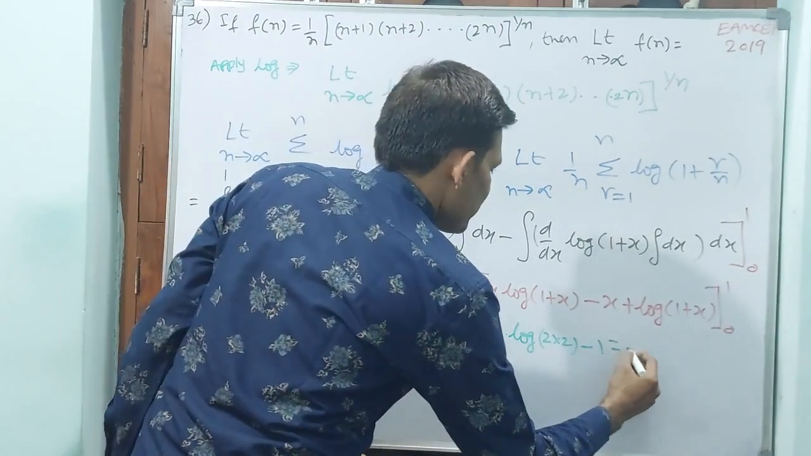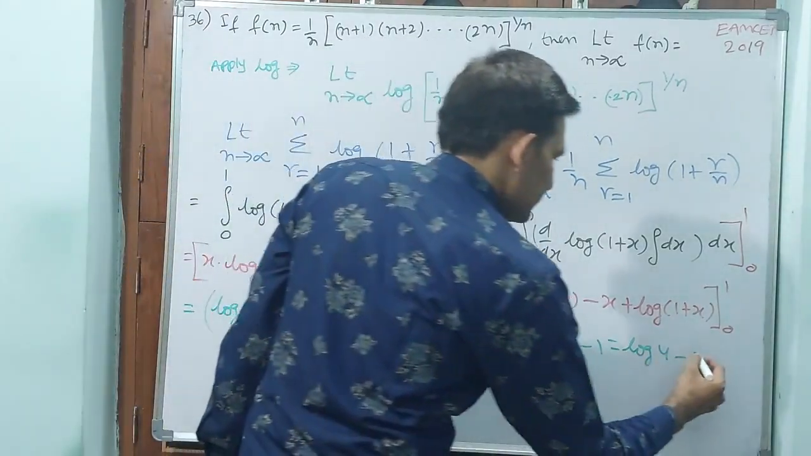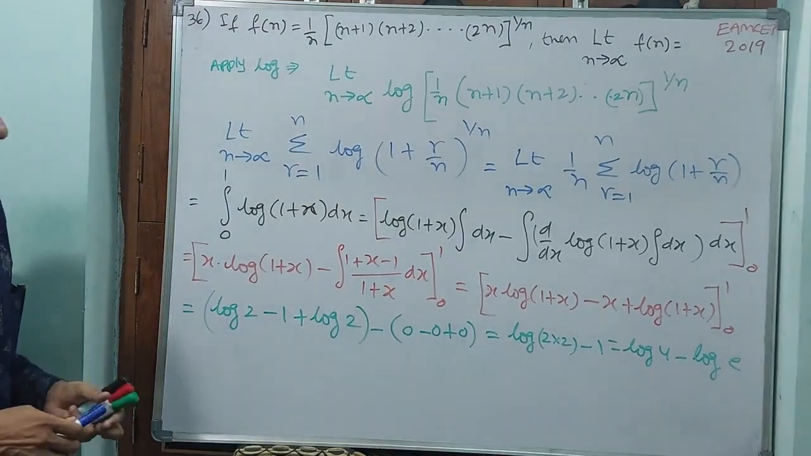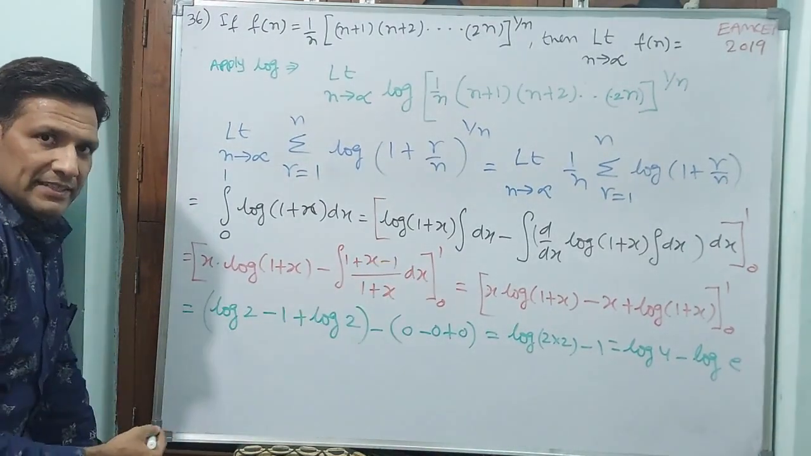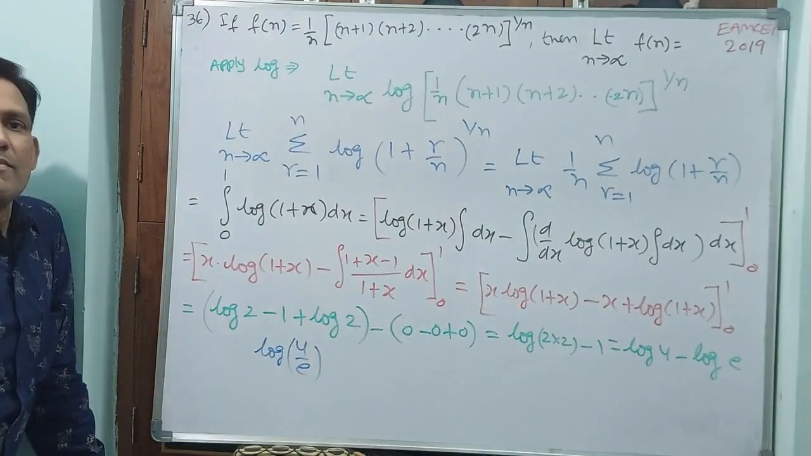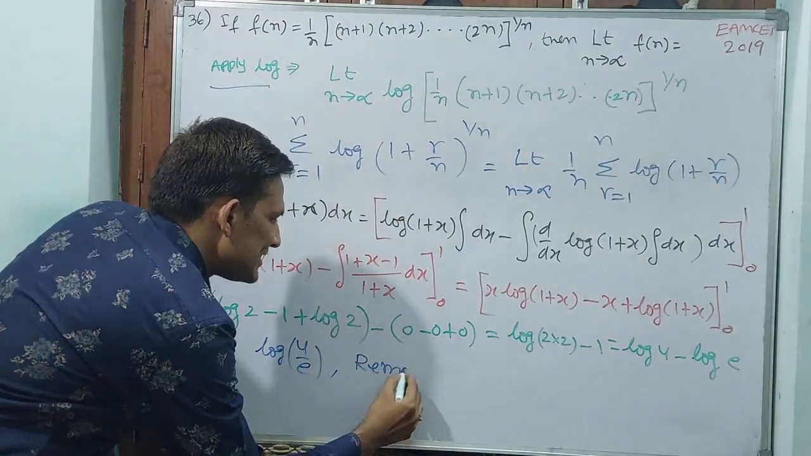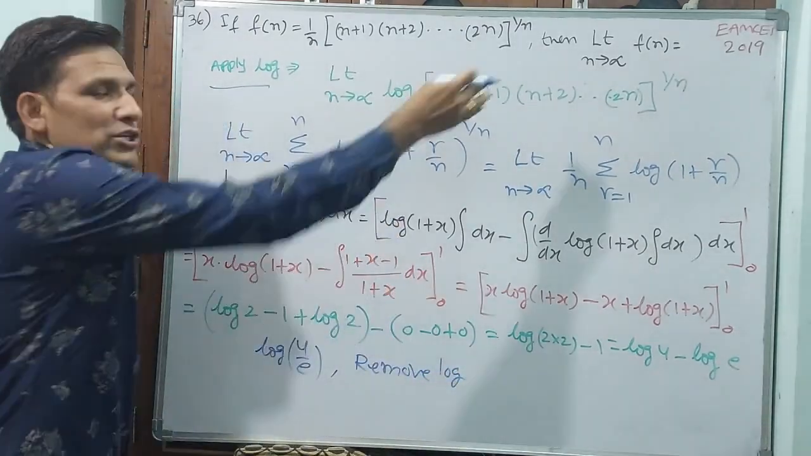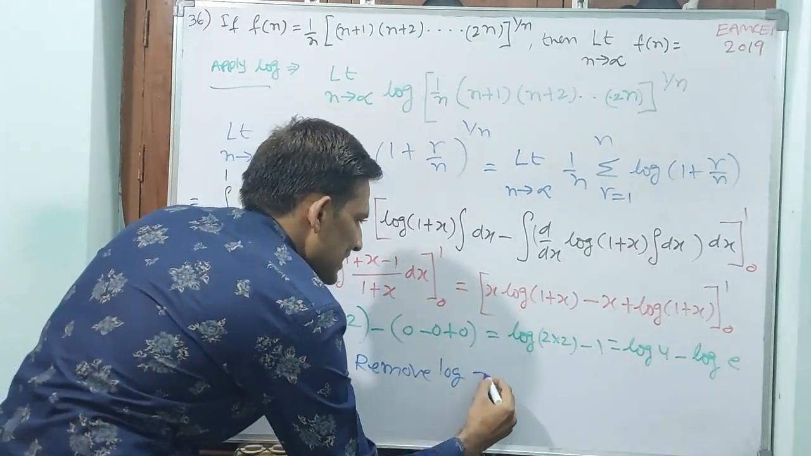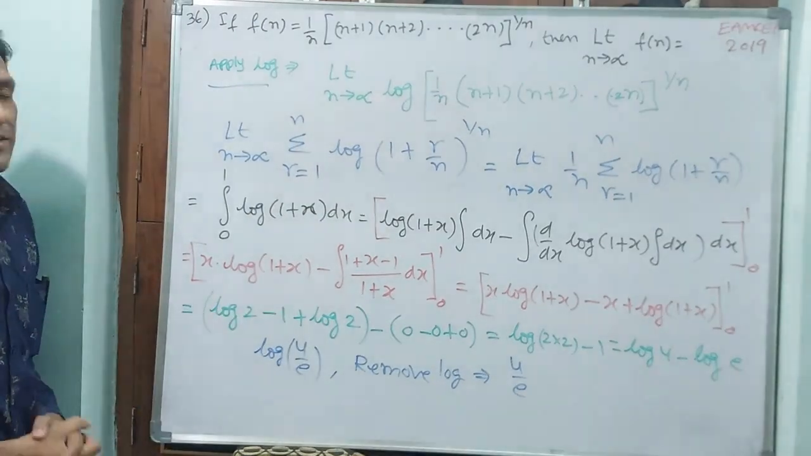This is equal to log 4 minus 1. Shall I write log e? Yes. Log e value is 1. Now how can we convert that? Minus is there, log of 4 by e. Now here we applied log; now I am removing the log. Why? Because see, in the question log is not there. You applied it forcibly, then you remove it finally. If you remove log, automatically the answer will be 4 by e. Understand? This is the logic behind this question.